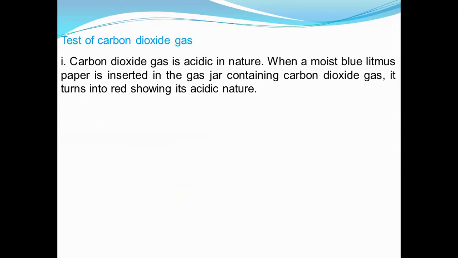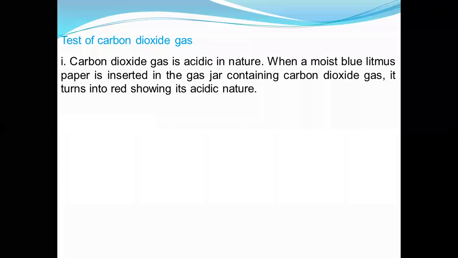Now, how do we test carbon dioxide gas? There are different ways of testing for carbon dioxide gas. One of them is that carbon dioxide gas is acidic in nature, as we learned in the acid chapter. When carbon dioxide gas is passed through water, it forms carbonic acid, which is an acid. Water is a neutral substance, so when carbon dioxide combines with water, it gives you carbonic acid.